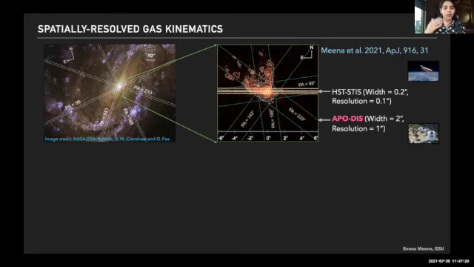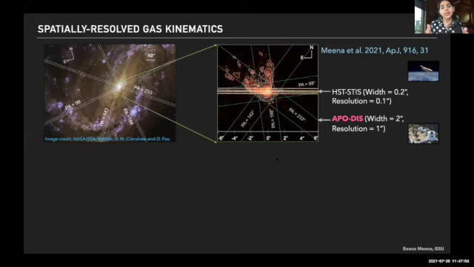The first figure here on the left shows the large-scale image of NGC 4051 with 4 APO DIS slit positions. On the right is the [O III] image as shown before, with a flux contour over 3 sigma of the background flux. The two HST slits are shown in yellow, and the wide APO slits are shown in blue dashed lines.